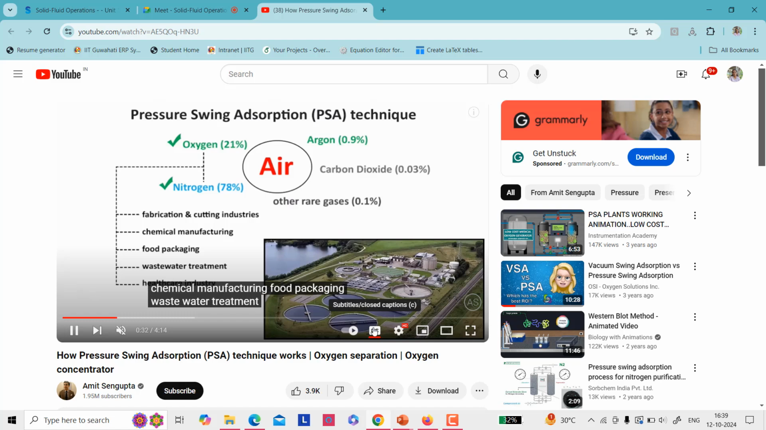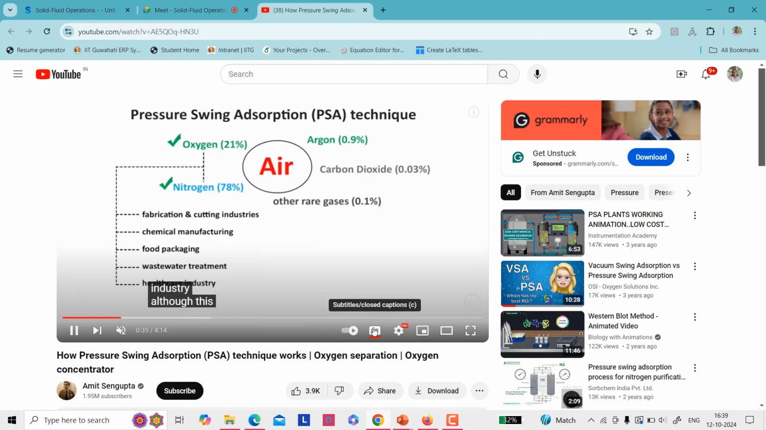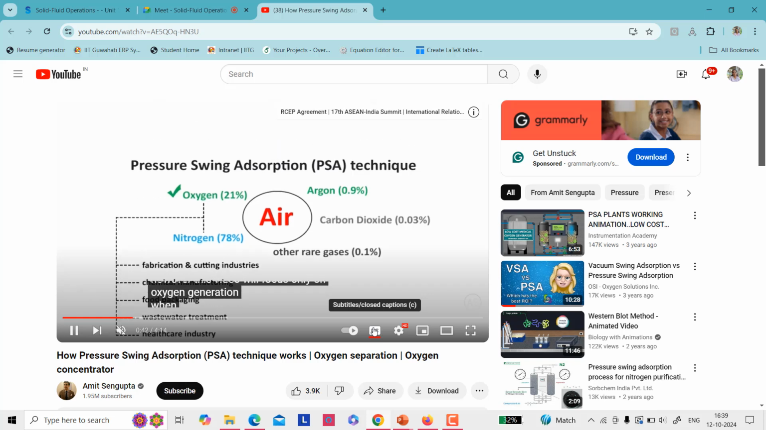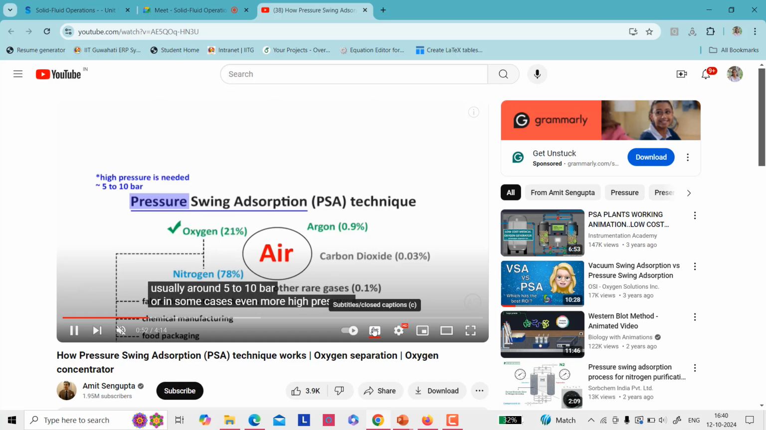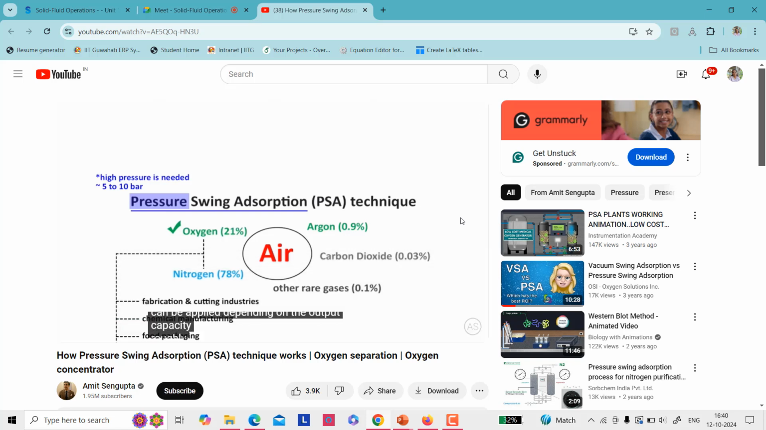Through this technology we can separate oxygen as well as nitrogen. However, the term is pressure swing adsorption. Around 5 to 10 bar, or in some cases even higher pressure, can be required depending on the output capacity. Roughly 14 to 14.5 psi makes 1 bar, so anywhere around 70 to 150 psi is needed for separating oxygen.